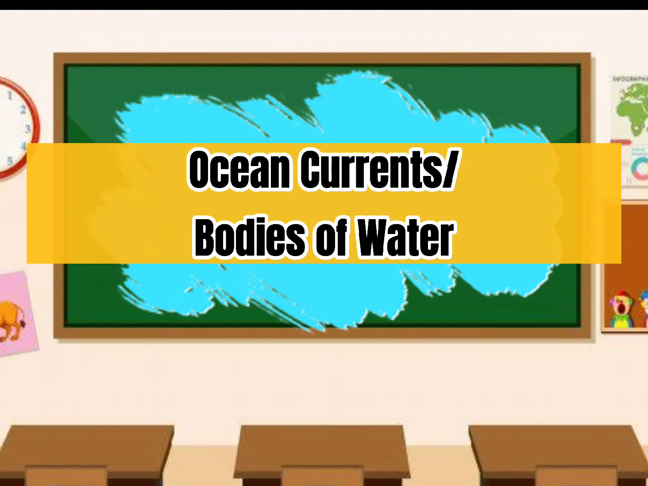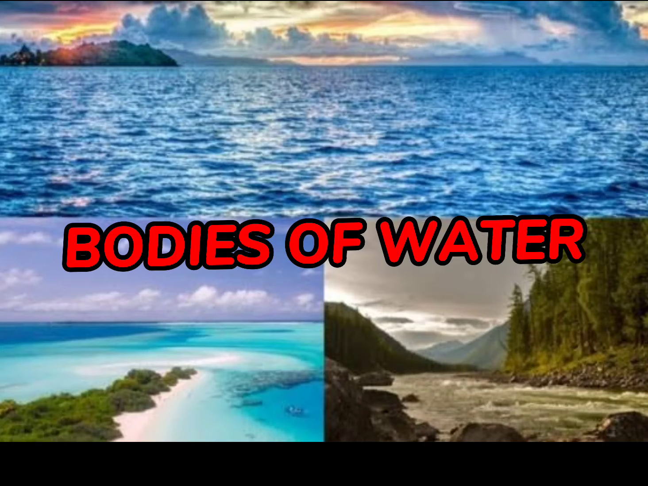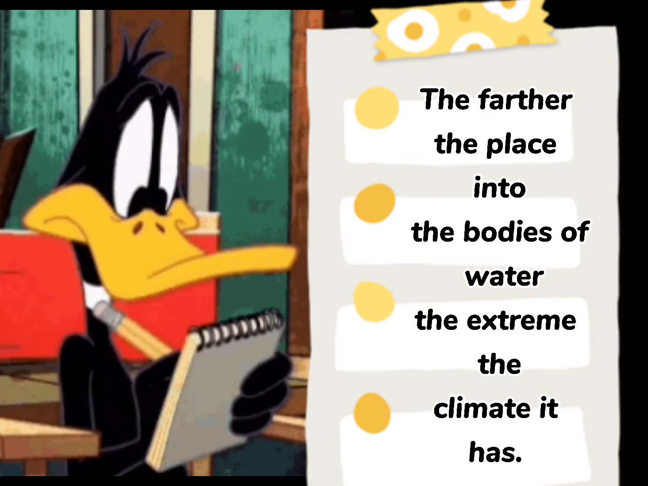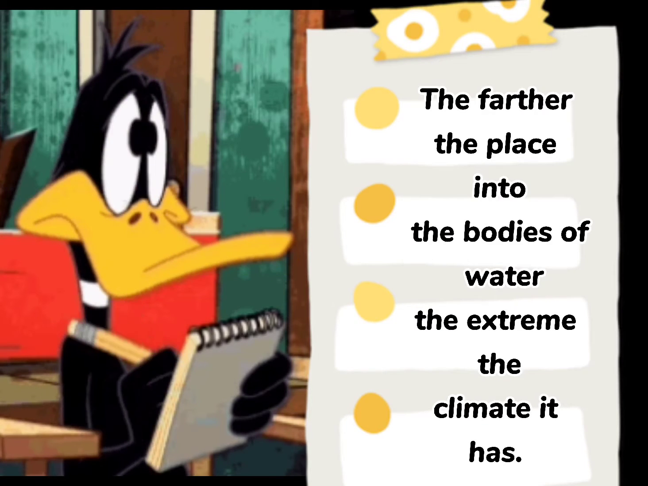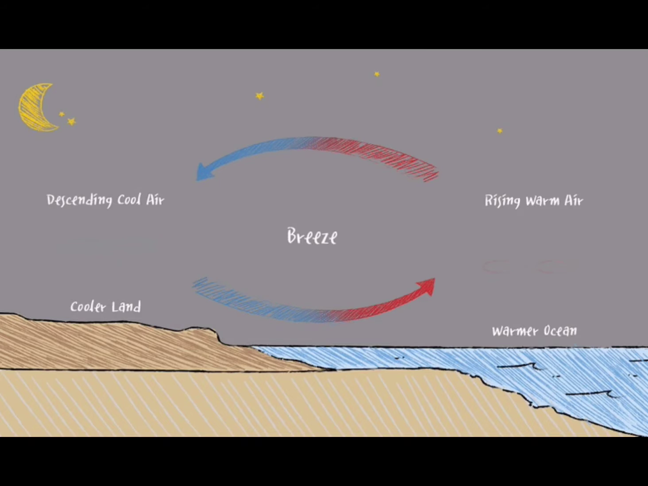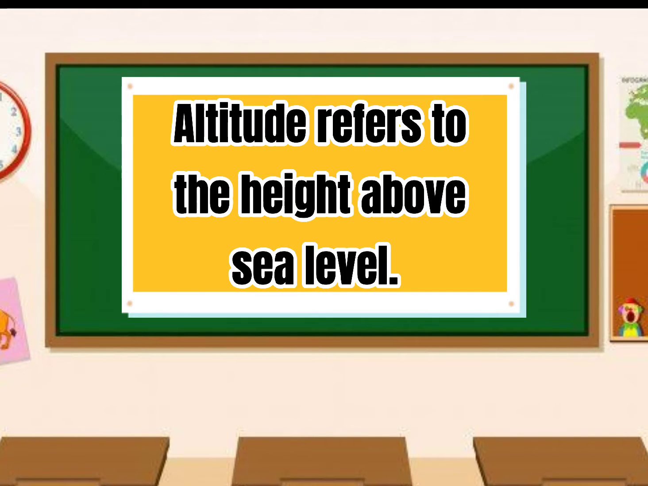Another factor affecting the climate of an area is the ocean current and bodies of water. The climate of a place is influenced by the bodies of water near it. Take note of this, class. The farther the place into the bodies of water, the extreme the climate it has. Why? It is because there is no immediate bodies of water that will circulate the movement of cold air and warm air.